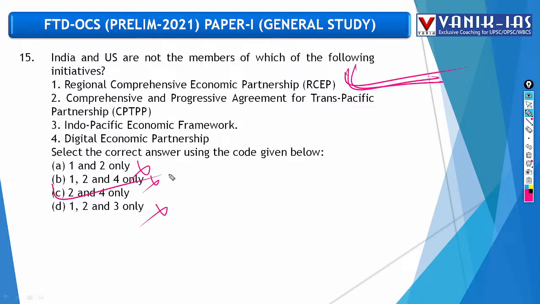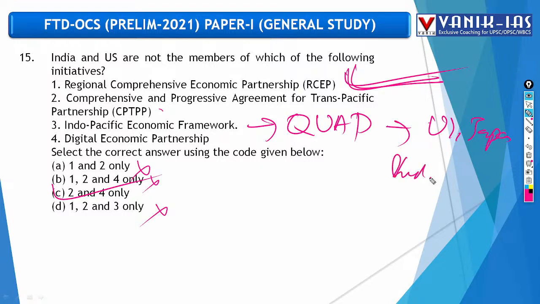Just by knowing this. The Comprehensive and Progressive Agreement for Trans-Pacific Partnership, India is not a member, and also the Digital Economy Partnership, India is not a member. Indo-Pacific Economic Framework was started by the Quad countries. Quad countries means US, Japan, India, and Australia. These four have developed this Indo-Pacific Economic Framework.